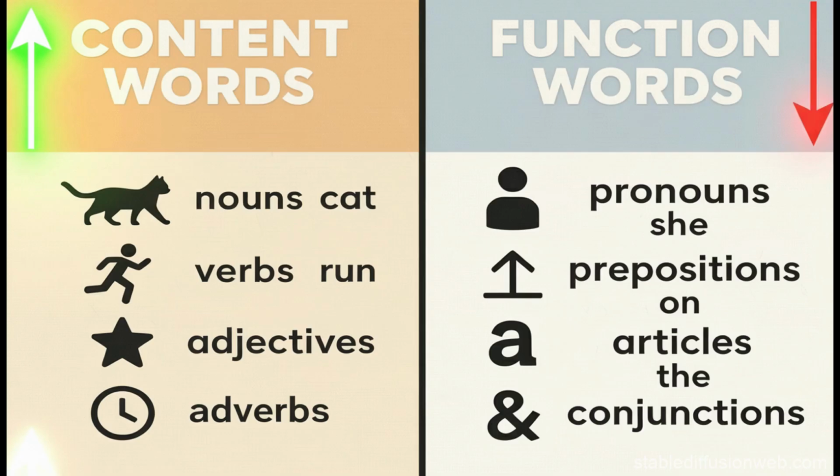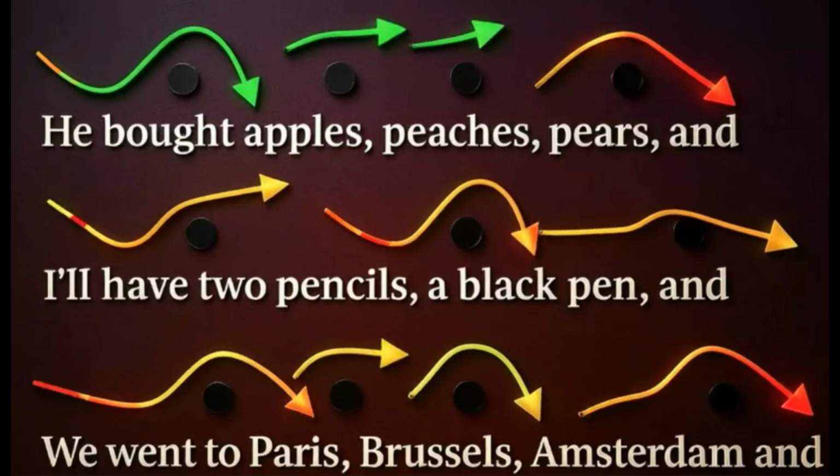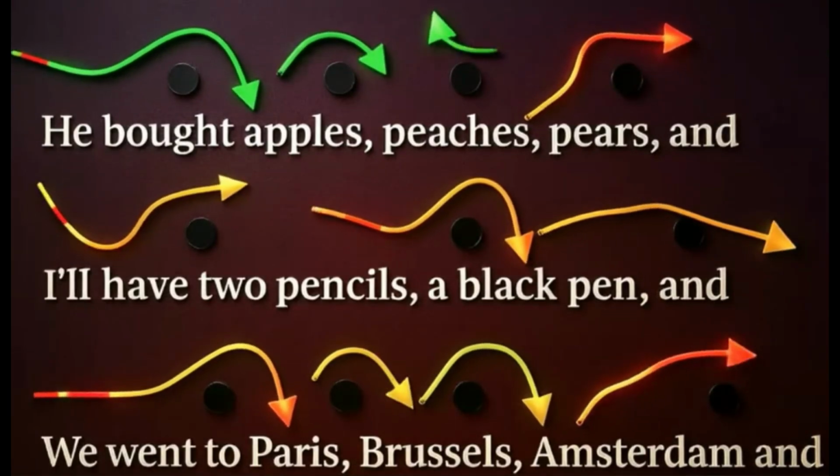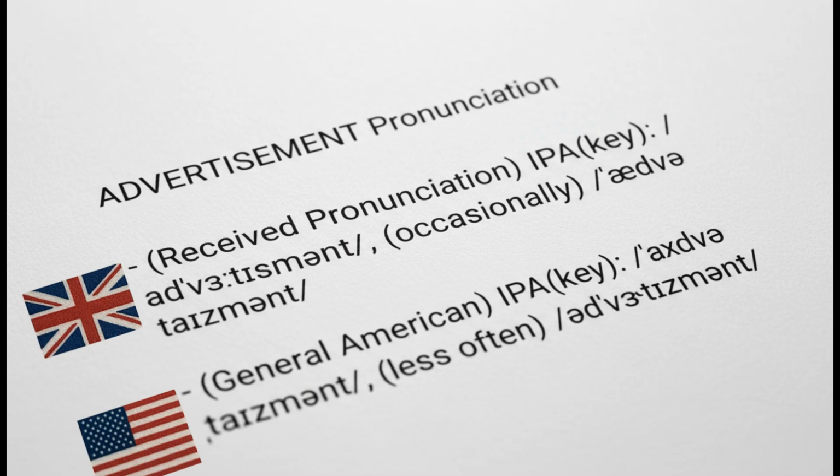We learned that we primarily stress content words, the ones that carry the most meaning, and reduce the function words. This creates the characteristic rhythmic lilt of English, the rhythmic swing or cadence. This stress pattern is so foundational that even differences between American and British English often come down to stress placement, as seen in words like controversy or advertisement.